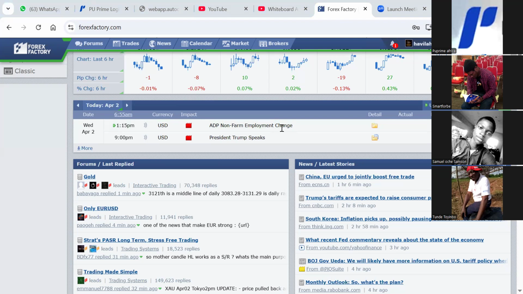So the key event today is the ADP non-farm employment change, which will come up by 1:15 p.m. And if the news comes out good for the dollar, then we expect a bullish movement on the dollar. And if it's bad for the dollar, then we expect a bearish movement. But then I'll take us straight to the chart and I'll show you my projection ahead of this news event.